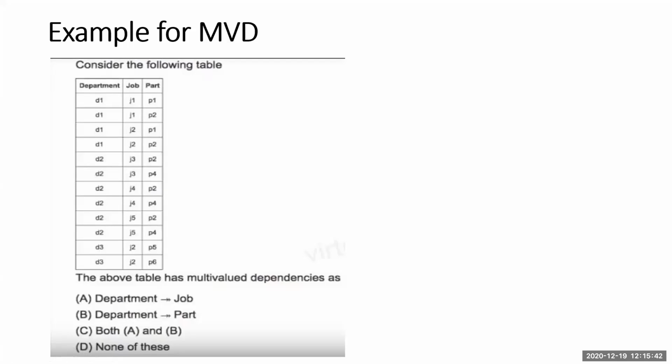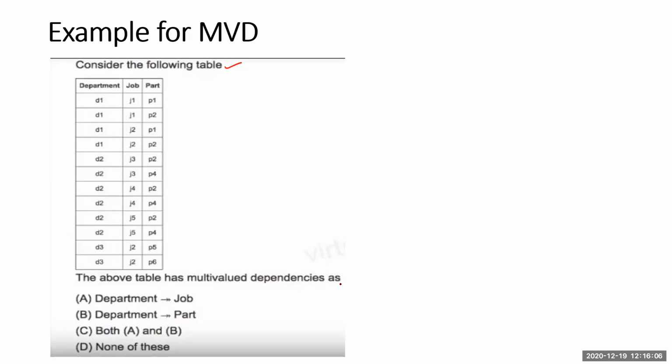So, last session we studied the definition of multivalued dependency and fourth normal form. This is a small example to identify whether the given table has multivalued dependencies or not. This was actually a given problem in some exam. I've just pulled it. Consider the following table.